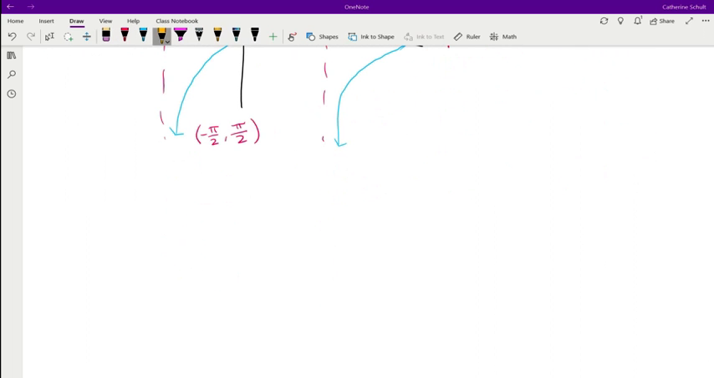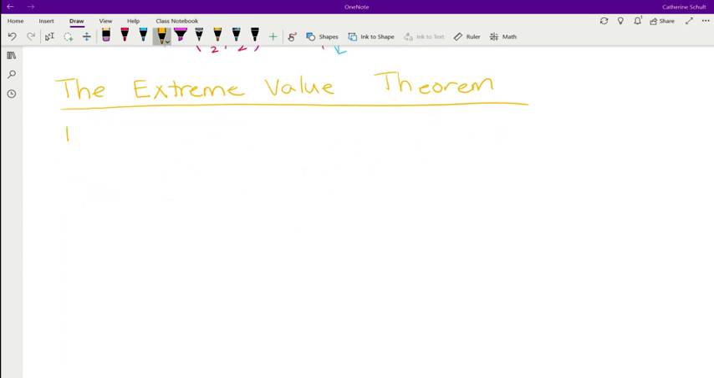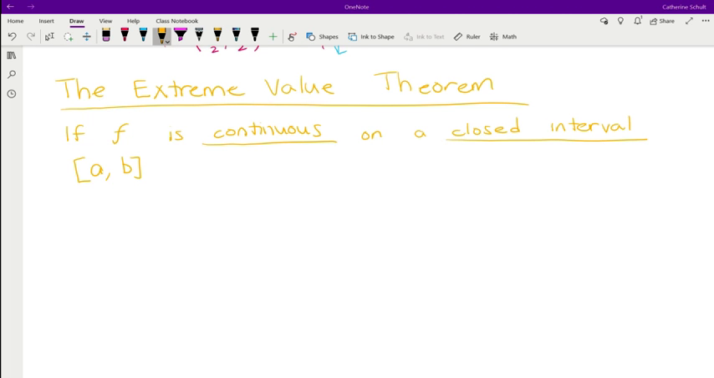Okay, so let's write some of that down. So that's called the extreme value theorem. And we'll write down all the qualifiers or quantifiers. All right, the extreme value theorem. So first, we want f to be continuous. So if f is continuous on a closed interval, that's the other important part. Let's call the closed interval [a, b]. Remember we use brackets when it's a closed interval, parentheses when it's open. All right, so these are our two criteria. This is our hypothesis. If those hold, then we have the extreme value theorem.